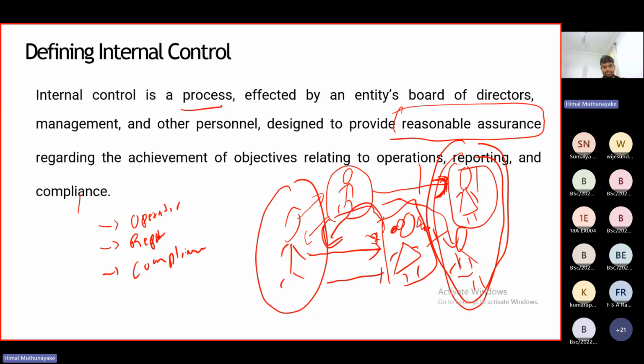What do you mean by operating an objective? Yes.